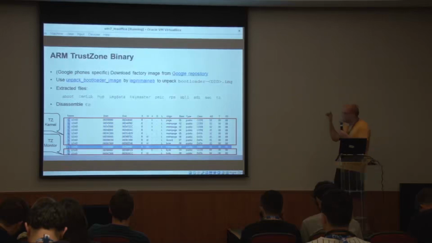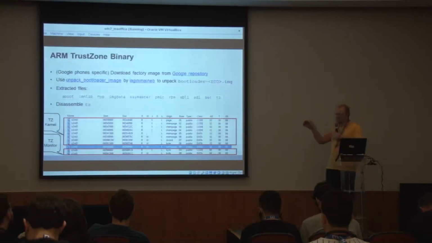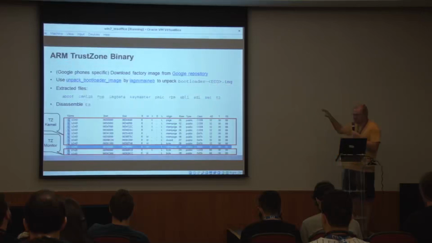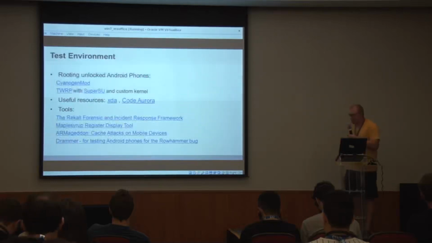So anyway, you take the TrustZone binary, you load it in IDA, and you will see there are a bunch of sections. Some of them represent the TrustZone kernel, some of them represent the TrustZone monitor. So basically you have the entire code of the TrustZone kernel or TrustZone monitor. From here you can start reverse engineering and analyzing the functions, the entry points, and so on. Also, you want to have a dynamic environment to run the tests, especially if you have a phone.